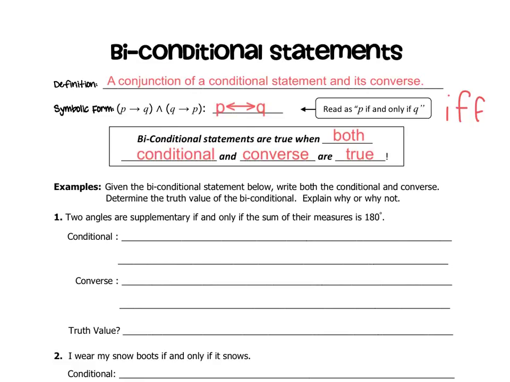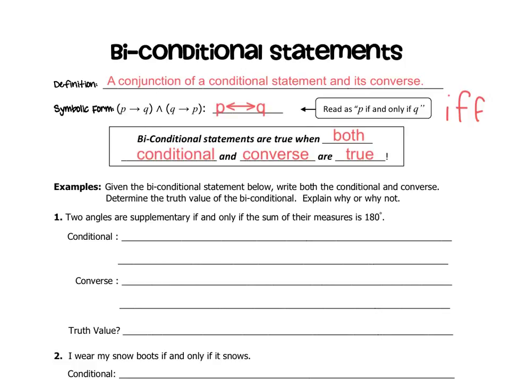Additionally, we want to see that a biconditional statement is only true if both the conditional and converse are true, because it has to be true going this way as well as going that way. So both situations have to be true in order for the biconditional statement to be true. Let's work on number 1, and we'll get a little bit of exposure to that and maybe make this a little clearer.